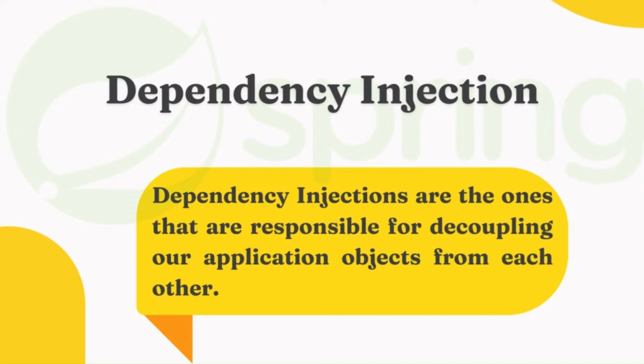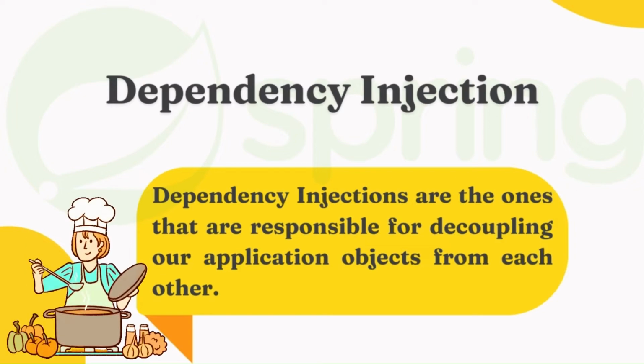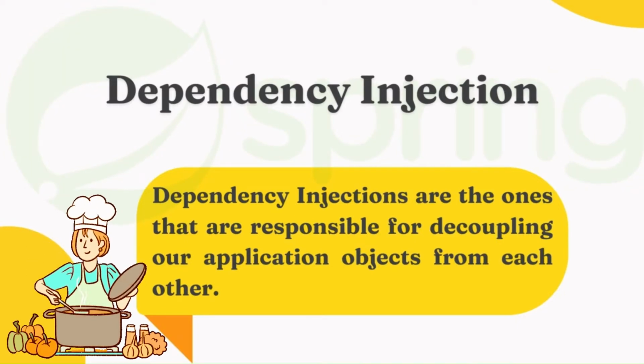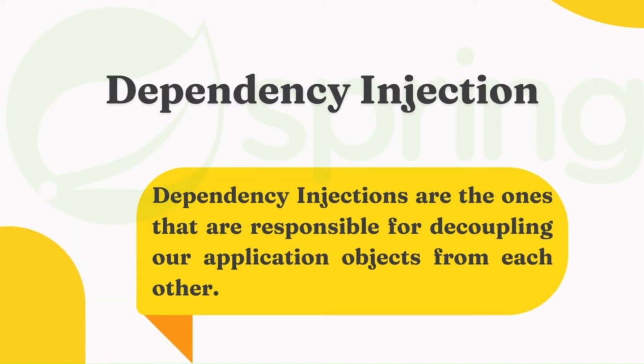Dependency injections are ones that are responsible for decoupling our application objects from each other. Consider a restaurant where to create a particular dish, the chef needs some ingredients to prepare and process the order. So here the ingredients act as the dependency which is provided from outside, that is by the manager.